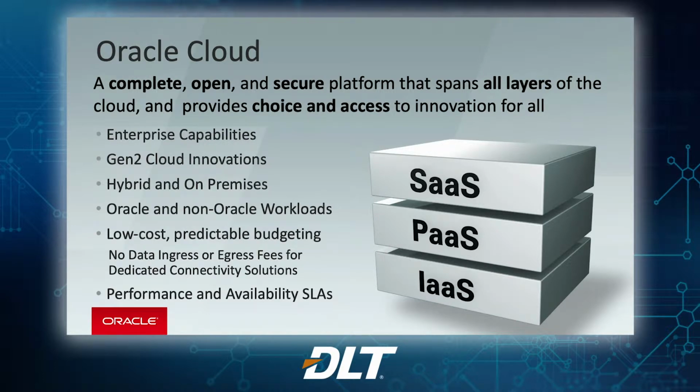So Oracle Cloud is a complete, open, and secure platform that spans all layers of the cloud. Oracle Cloud provides infrastructure as a service, platform as a service, things like database as a service, and software as a service, which are applications delivered as a service. So that is very unique. Only Oracle provides all three layers. Also, Oracle is focused on the enterprise.